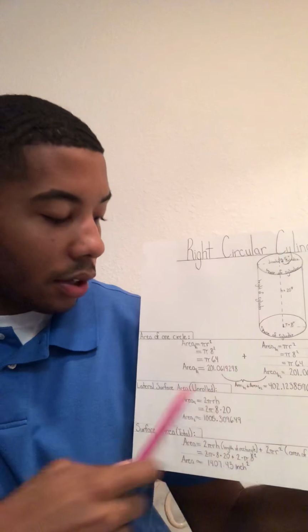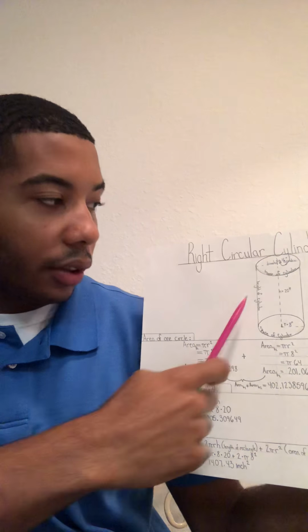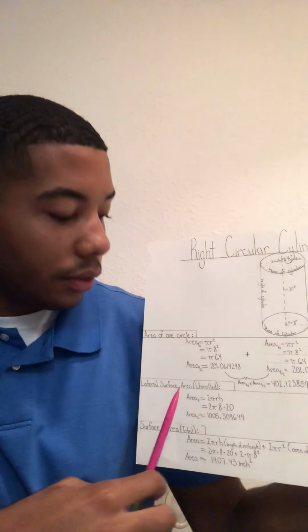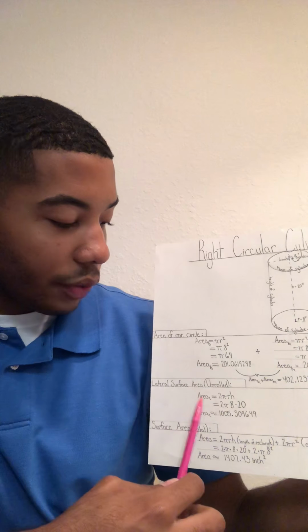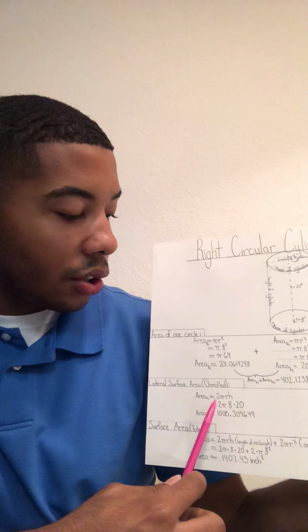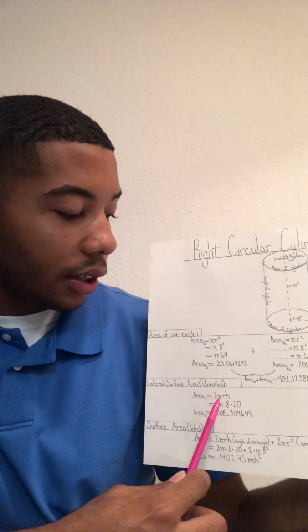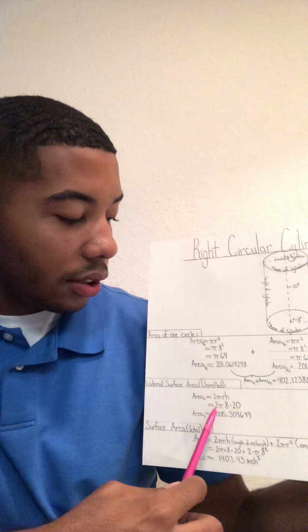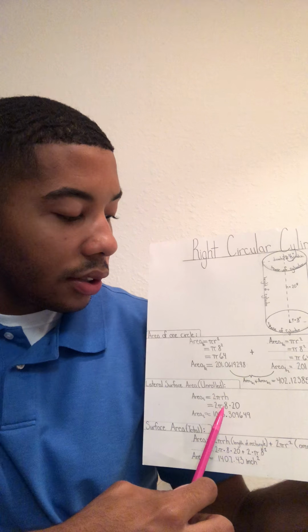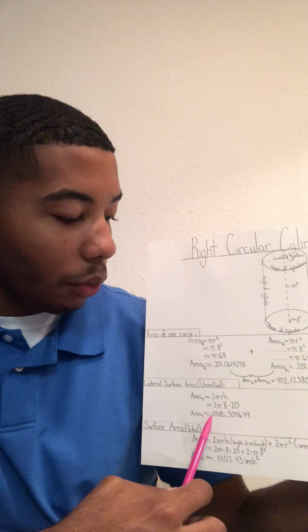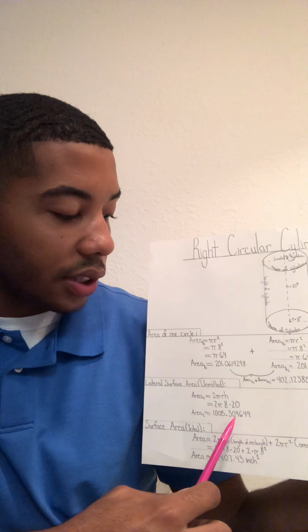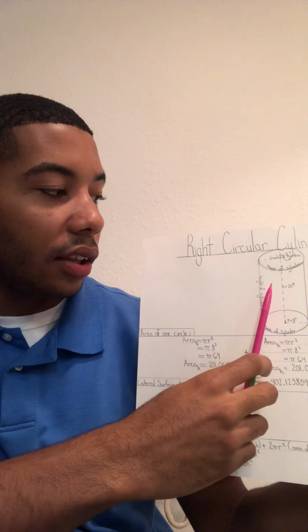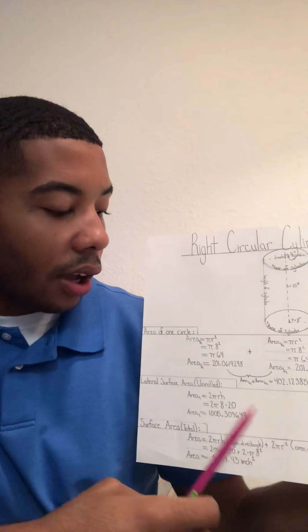Now I had to find the surface area of the lateral, which is the height of your end tables unrolled. The area for the lateral surface area of a cylinder is 2 times pi times the radius times the height. When plugging this in, I then got 2 pi times 8 times 20, which then gave me 1005.309649.